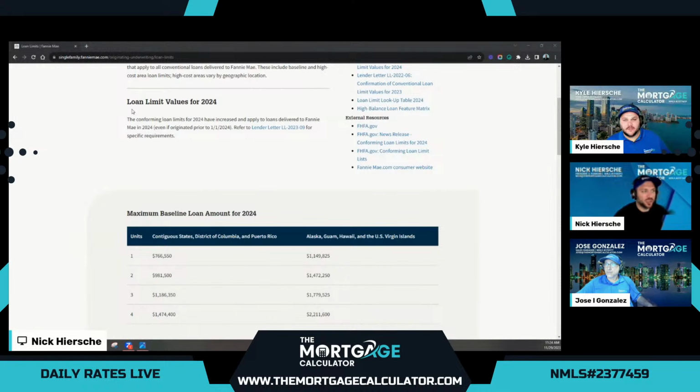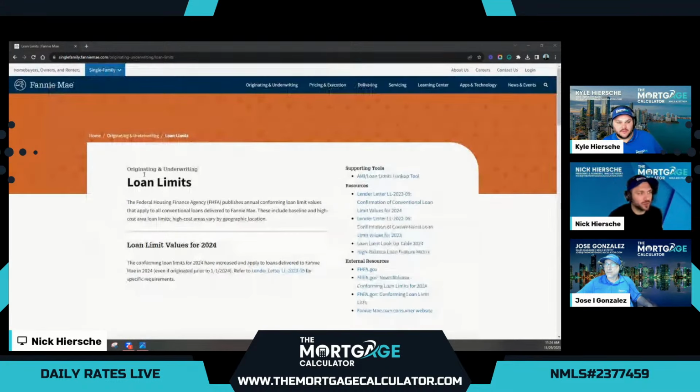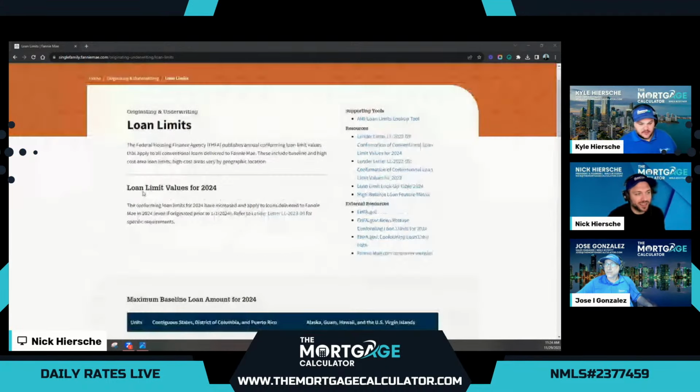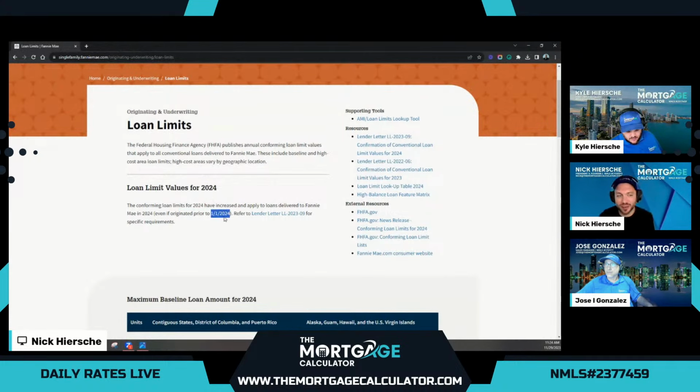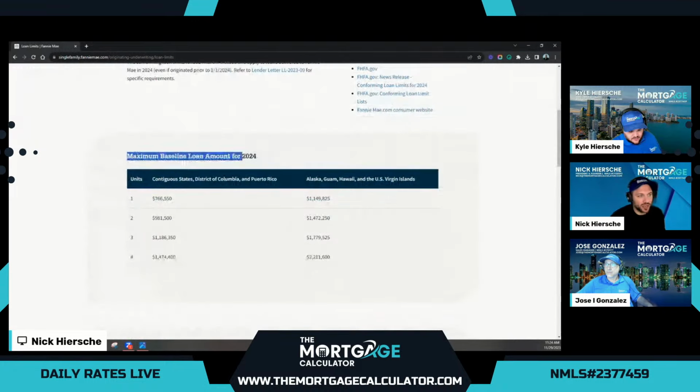This is the page for Fannie Mae. We're here on fanniemae.com. This is their loan limits, and these are the brand new values for 2024. So these are applicable even if originated prior to the first of the year, which is technically when they're applied for. So here are our baseline loan amounts for 2024.